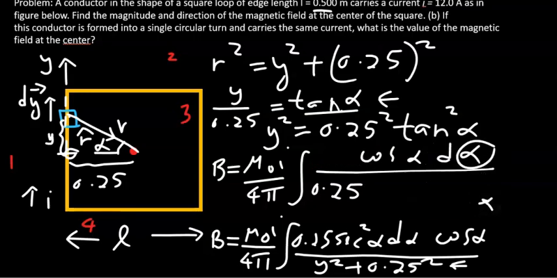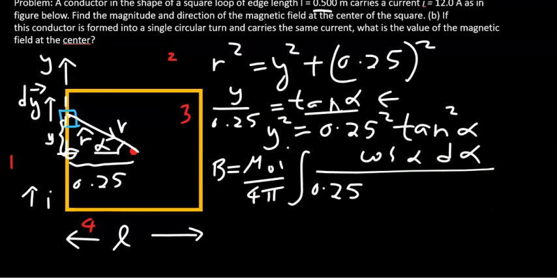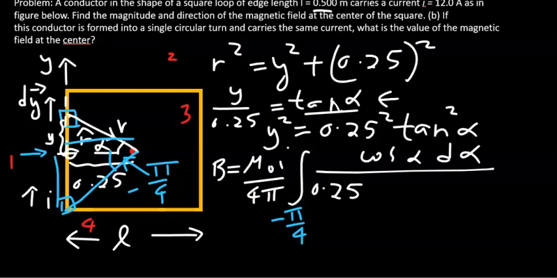Now let's look at the limit for alpha. When the tiny element is here, then alpha is that angle. But what is that angle? This is L over 2, that is L over 2, so that means arctangent of L over 2 over L over 2 is 45 degrees. It's below the origin, so it's minus 45 degrees, so minus pi over 4.